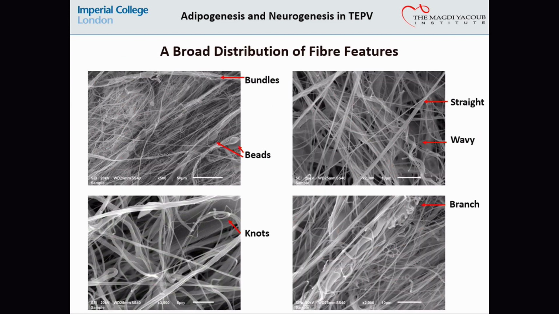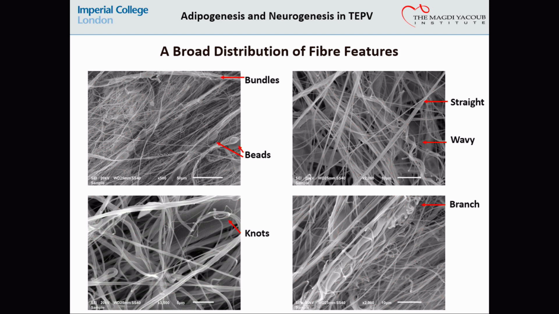And the range of fibers that we can achieve through this process, which is a process of jet spraying and not electrospinning, is quite broad. So you can see bundles of fibers. You can see beads, which are hollow. You also find knots. You can have straight fibers, wavy fibers, and branched fibers.